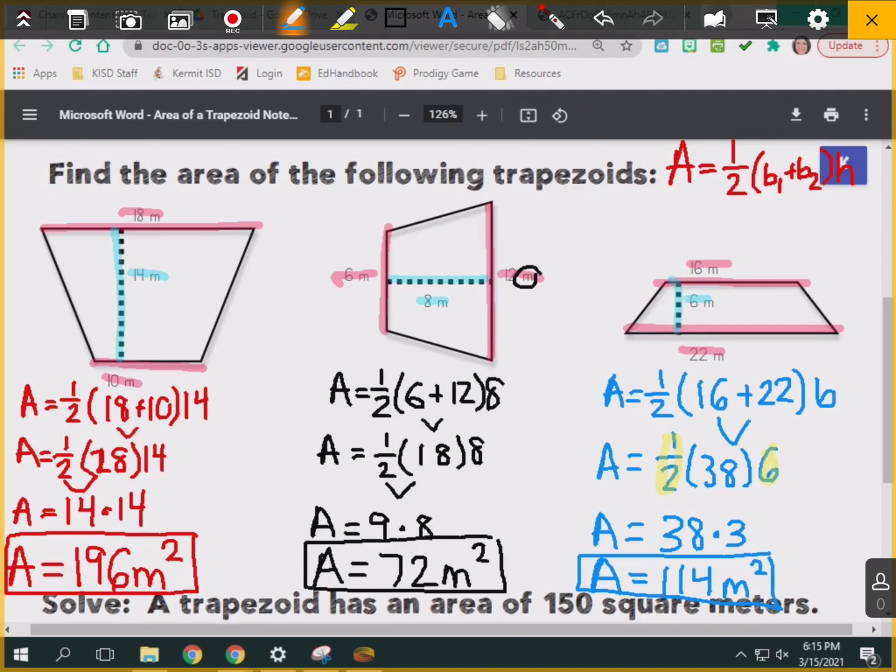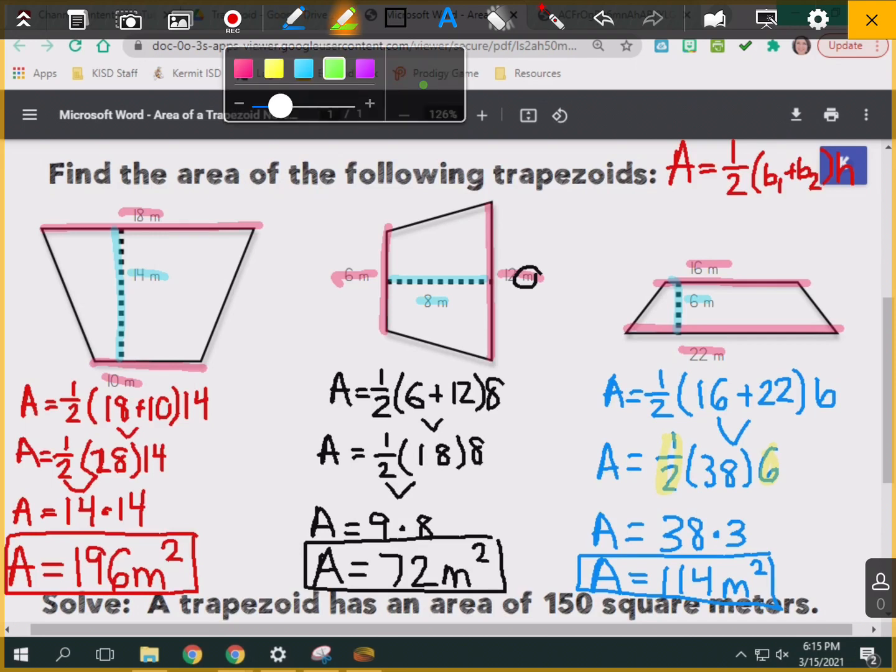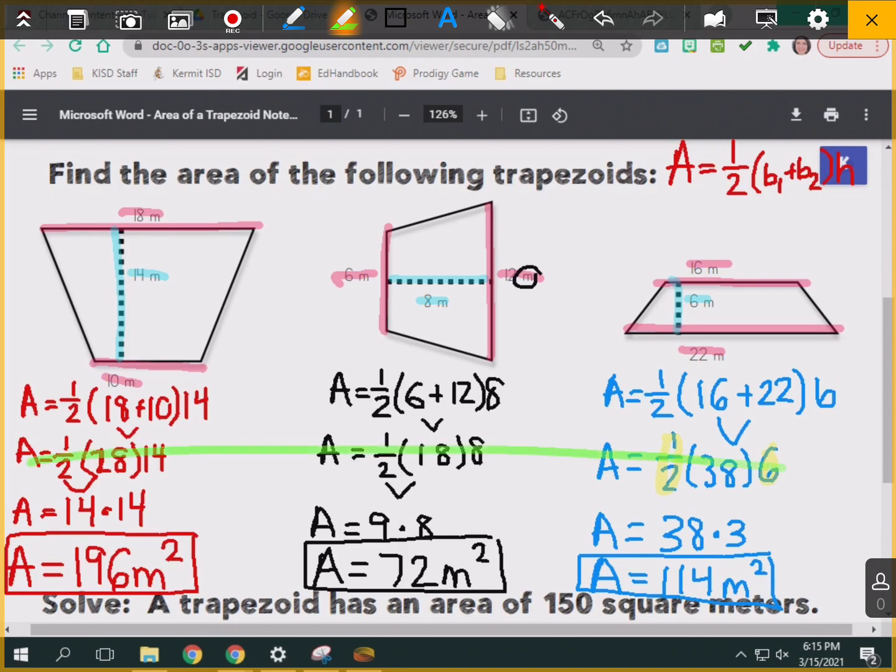Again, this is very similar to triangles. The only difference is now we're having to add both of the bases in order to make up for that base. So once we get basically to this step here, we're back to a triangle formula, and we're just working through that. The only difference is that addition of the two bases.